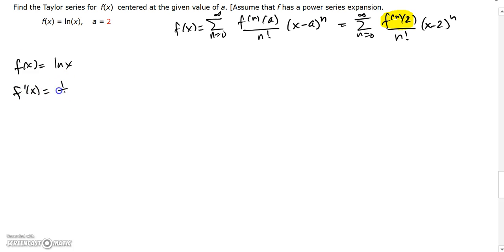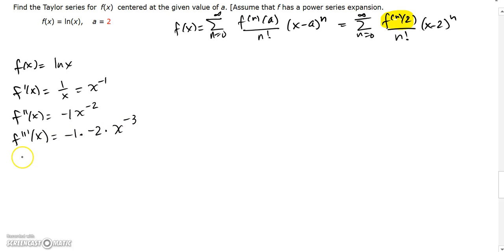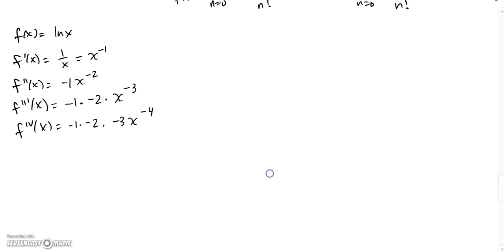So first derivative is just 1 over x. Let's write that as x to the negative 1. Second derivative, bring down the negative 1, x to the negative 2. Third derivative, the negative 1 is there, bring down the negative 2, x to the negative 3. Let's do a couple more. Negative 1's there, negative 2's there, bring down the negative 3, x to the negative 4. And again, I'm not multiplying things out because I would rather see the pattern. Fifth derivative, negative 1's there, negative 2's there, negative 3's there, negative 4 comes down, x to the negative 5th.